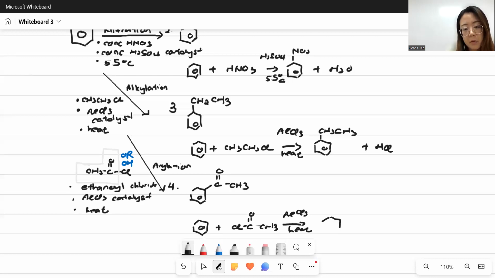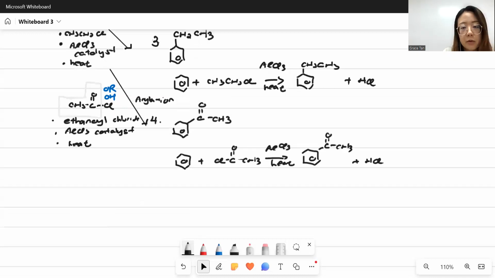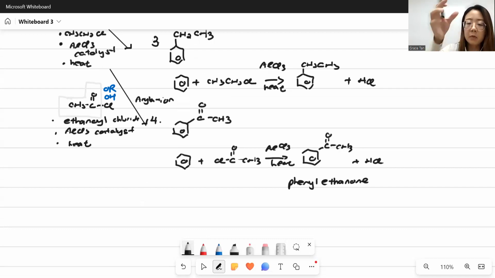Then it will give you the product and HCl. How do we name this compound? Since we already drew this out, we call this a phenyl ethanone, because the functional group is a C on the ring, C double bond O, and a CH3. So this is called a phenyl ethanone. Please know how to name your product.